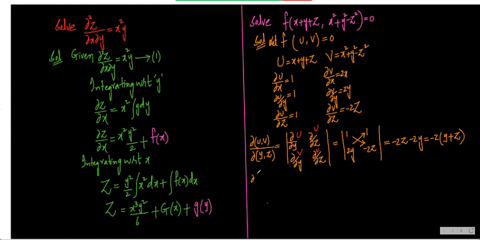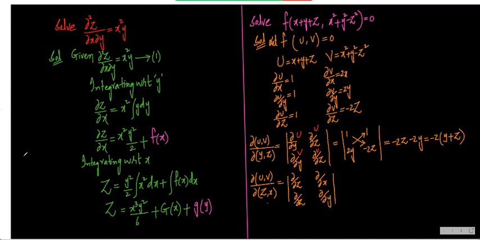Another part from the same thing, u comma v with respect to x and z or z and x, choice is yours. x and z. This is equal to, how to get this determinant value? Dou by dou z, dou by dou x, dou by dou z, dou by dou y.